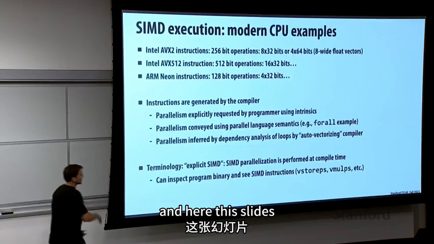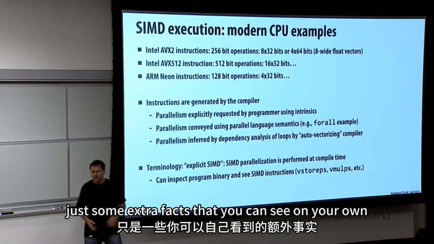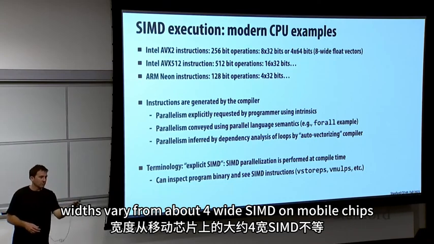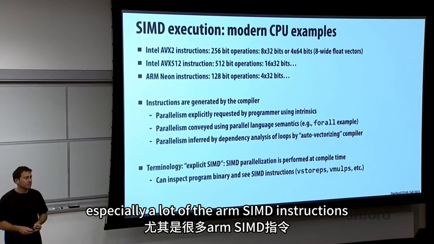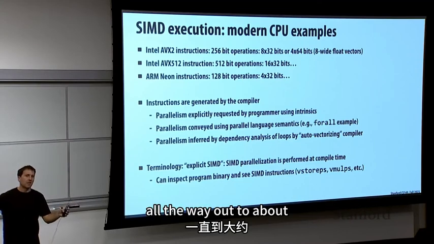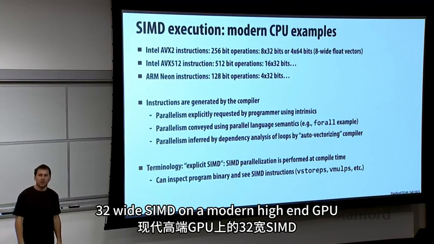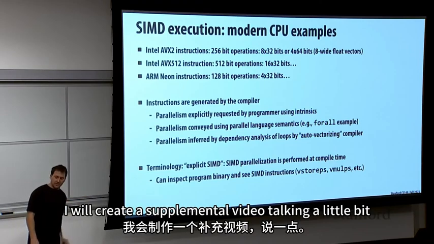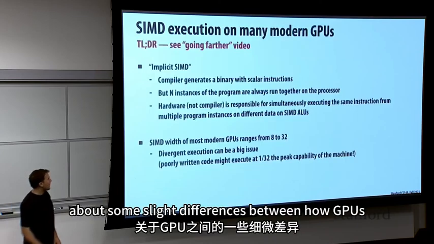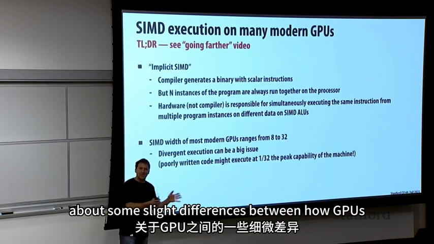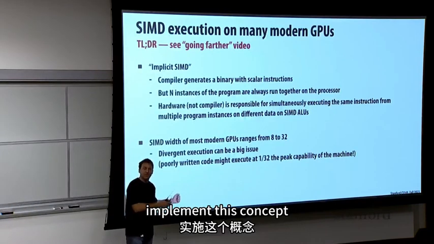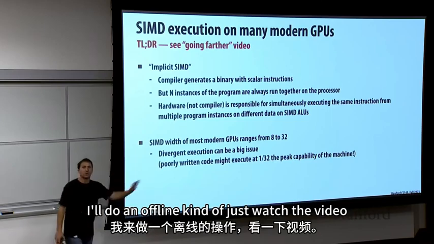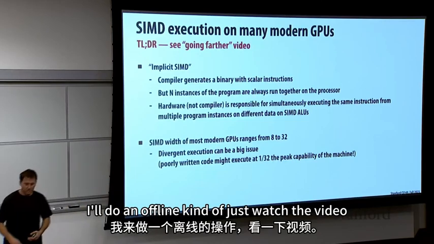And here, this slide's just some extra facts that you can see on your own, where widths vary from about 4 wide SIMD on mobile chips, especially a lot of the ARM SIMD instructions, all the way out to about 32 wide SIMD on a modern high-end GPU. Okay, I will create a supplemental video talking a little bit about some slight differences between how GPUs implement this concept and how CPUs implement this concept. So I'll do an offline, just watch the video, to get into that.